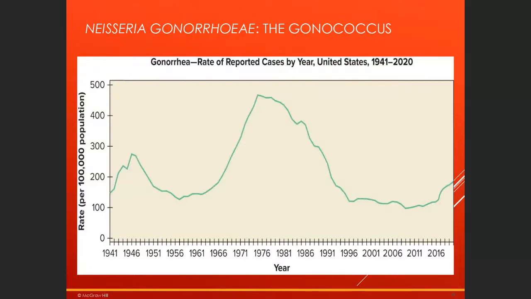This is the case count reported in the United States from 1941 until 2020. If you see the graph, it increases and decreases, and increases again around 1970 and 1980, and then goes down again, and now it's decreasing again. Okay, so these are the increases and decreases in cases of gonorrhea. It has never gone away. Sometimes cases decrease and sometimes they increase.